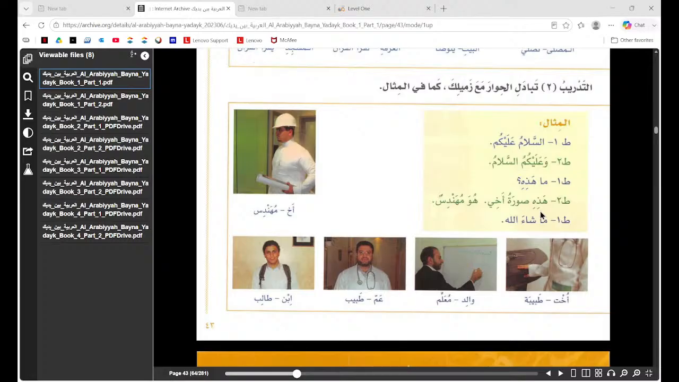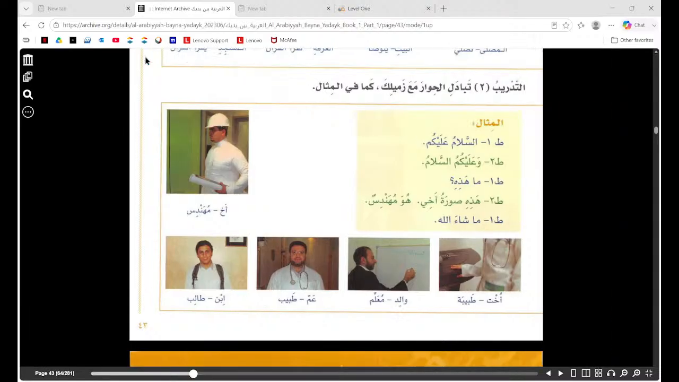And then he responds, hadhihi, this, again using hadhihi, suratu akhi wa huwa muhandis. So he's asking about the picture, not about the person in the picture. Otherwise, he would have said, Man hadha, who is that? But he's asking, what is this? He's asking, what's the picture of? He already knew that it was a picture, so he could call it by that. That's why he said ma hadhihi, not man hadha. So he's asking about the picture, not the content of the picture.